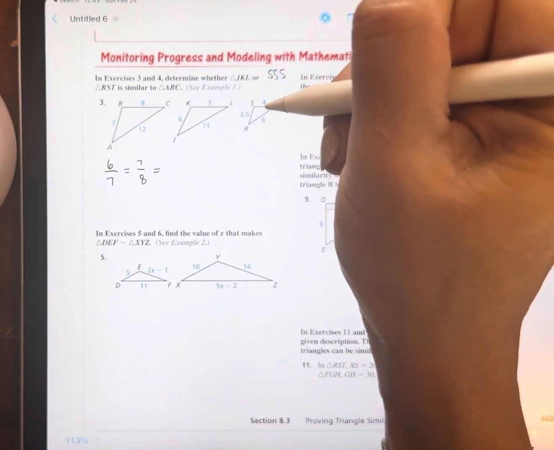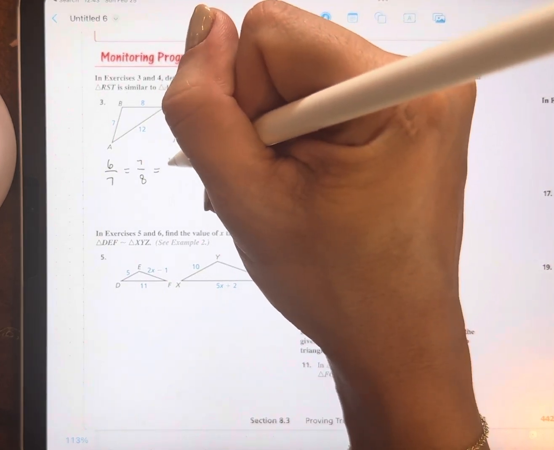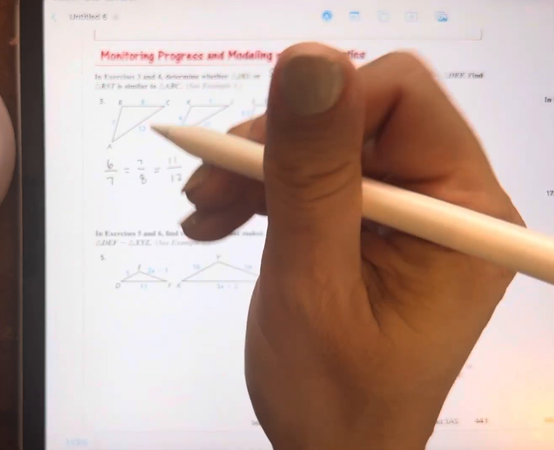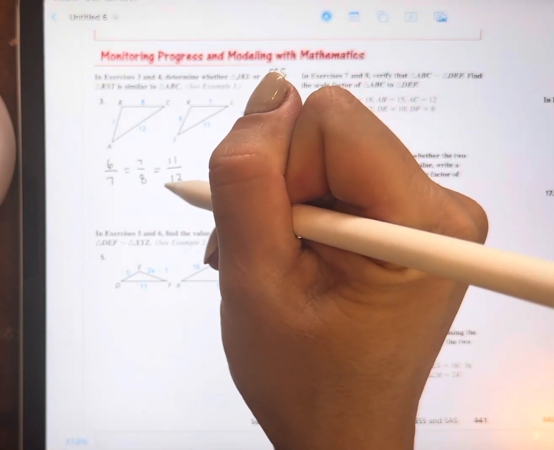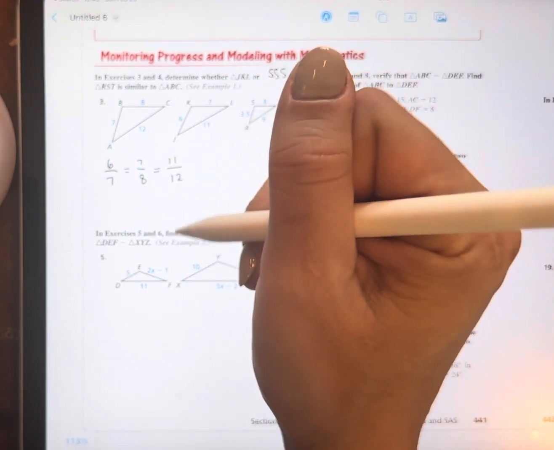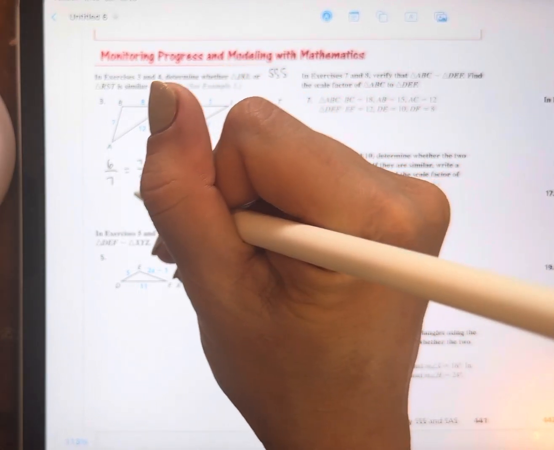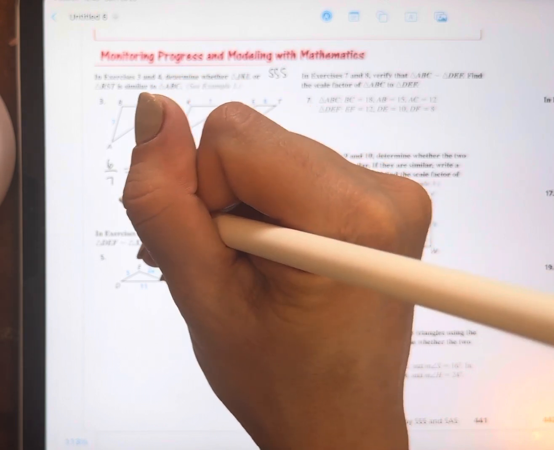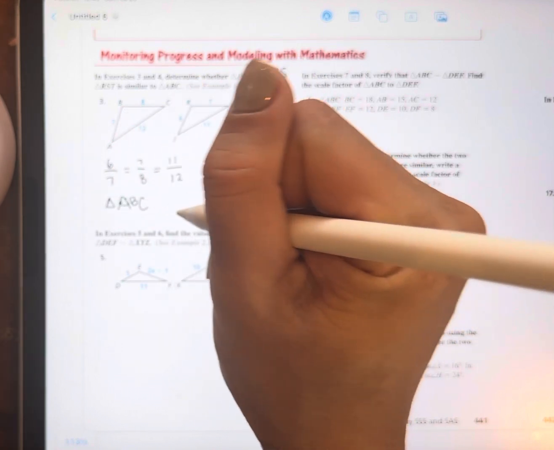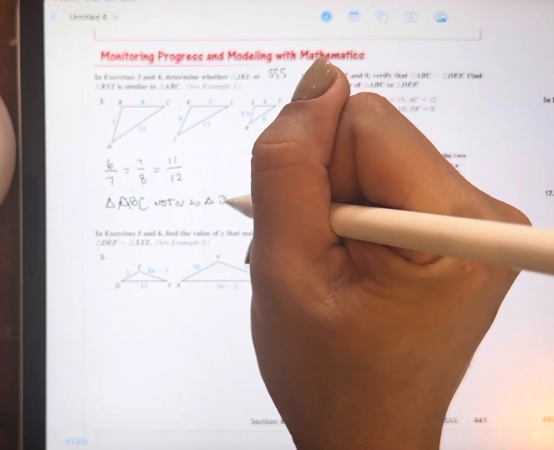And does that also equal JL, which is 11, over AC, which is 12? And all of these must be equal, meaning when I reduce them, they must be identical. 6 over 7 is reduced, 7 over 8 is reduced, 11 over 12 is reduced. None of them are identical. So absolutely not. Triangle ABC is not similar to triangle JKL.